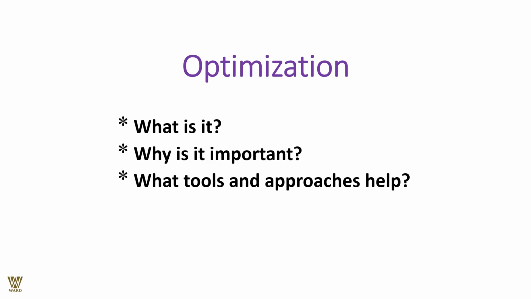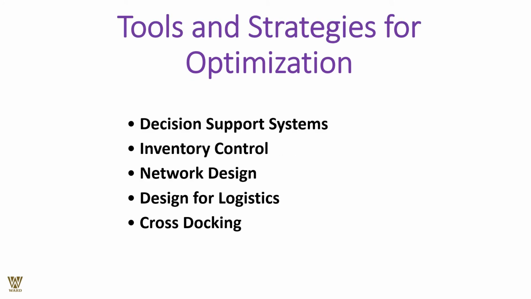So, what tools and approaches are there to help? Now we are talking about those tools and strategies, which is DSS, decision support system. It helps with major decisions: when the transportation and logistics have to be planned, when the purchasing power has to be mitigated, and what balance should be made between manufacturing and outsourcing. This decision support system gives you a clear picture about inventory control, network design, design for logistics, and probably cross docking.